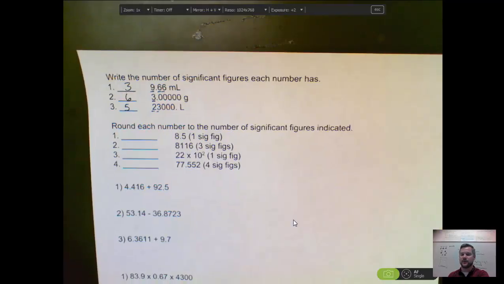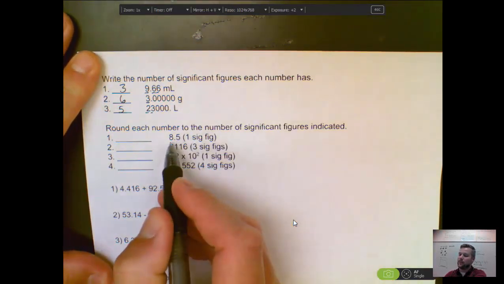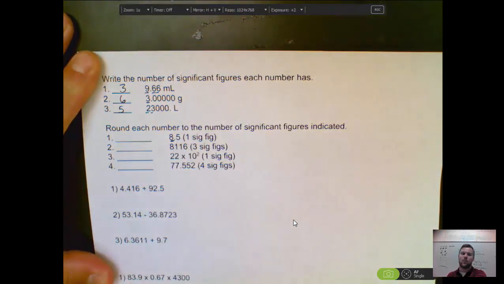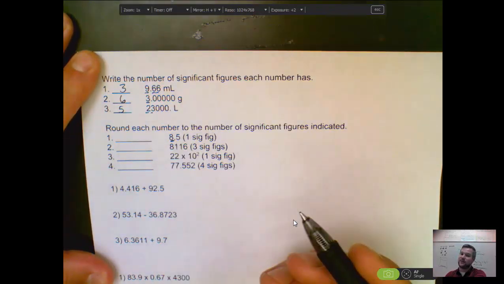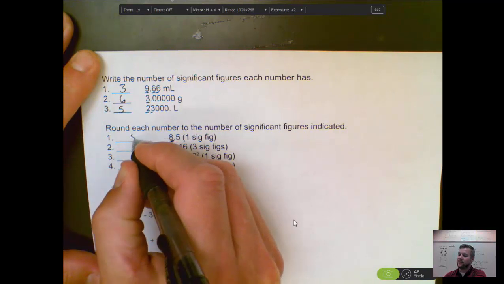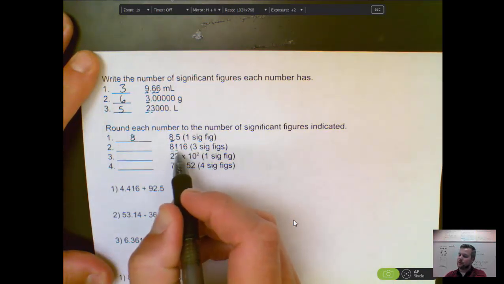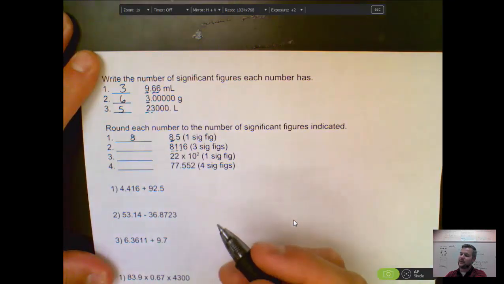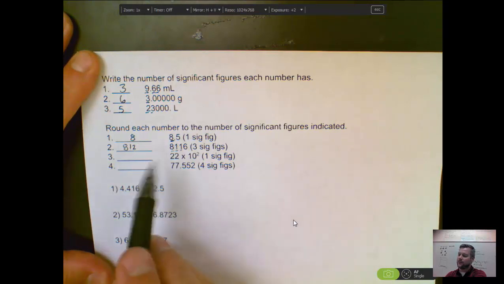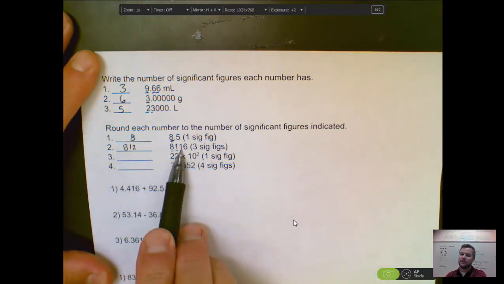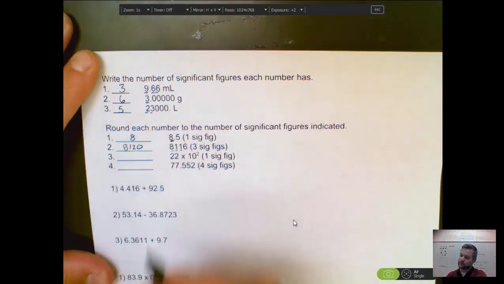A couple examples of this. If we're going to round this first number into 1 sig fig, I'm going to mark the place value I'm going to keep, 1 place value. My 8 is followed by a 5 by itself, that's a lone 5. It's going to stay even, it's going to stay an 8. Number 2, I have 3 sig figs, 1, 2, 3. A 1 followed by a 6 turns into a 2. So 8, 1, 2. However, this 2 is in the tens position. I need to keep it in the tens, which means I need to add a 0.